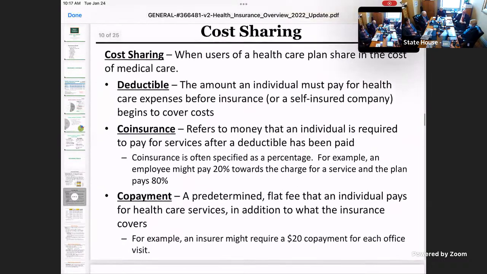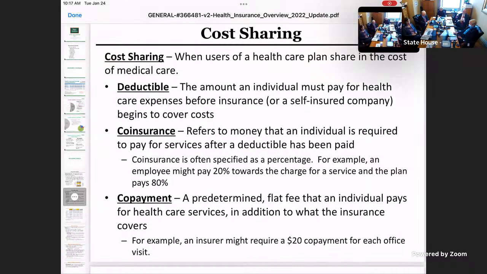Here are some basic terms that we've talked about, cost sharing. So we've got our deductibles. I think everyone here knows what the deductible is, right? Everyone here, I think, knows what co-insurance is, which basically is, for example, an employer might pay 20% towards the charge for service, and the plan pays 80%. So you have co-insurance as well. Then you have your co-payments. That's like I go to the doctor and I have a $20 copay for an office visit, or a $50 copay for an emergency room visit.